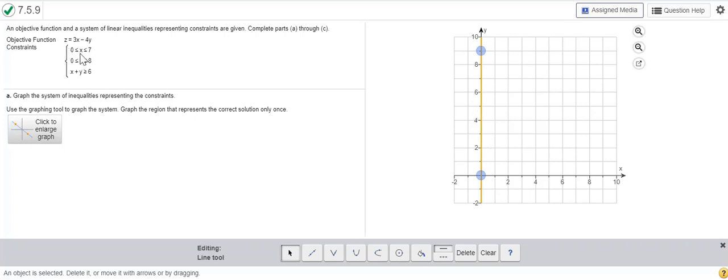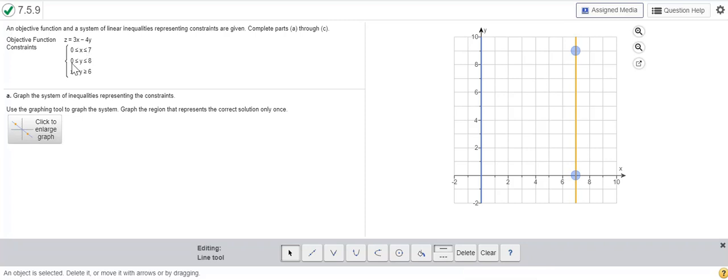Okay, and then we'll do x is less than or equal to 7. So we'll click on the line tool again and we'll go to 7 on the x-axis and we'll draw in a vertical line for x at 7. Okay, and we're doing a solid line, not a dotted line, because of the equal bars on the inequalities. Alright, so those are the constraints on x's.